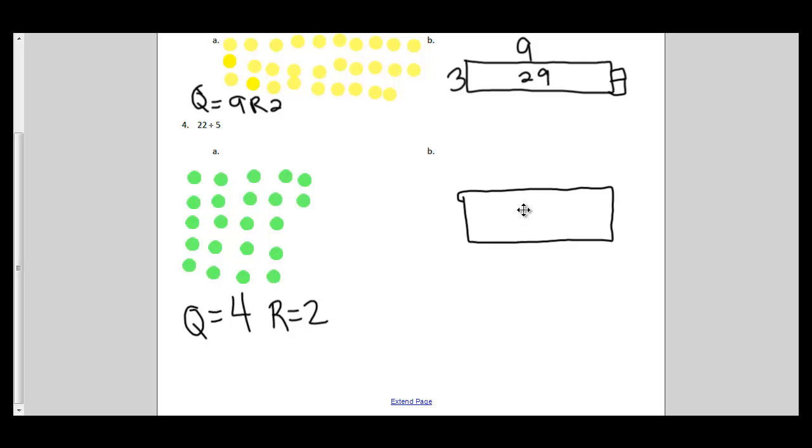Okay, so my area is 22, my width is 5, and my length would be 4, or it could be reversed, but it still would be the same. So I'm going to end up with my remainder of 2. 4 times 5 would be 20, and I have a remainder of 2. See if you can try to do this one by yourself.